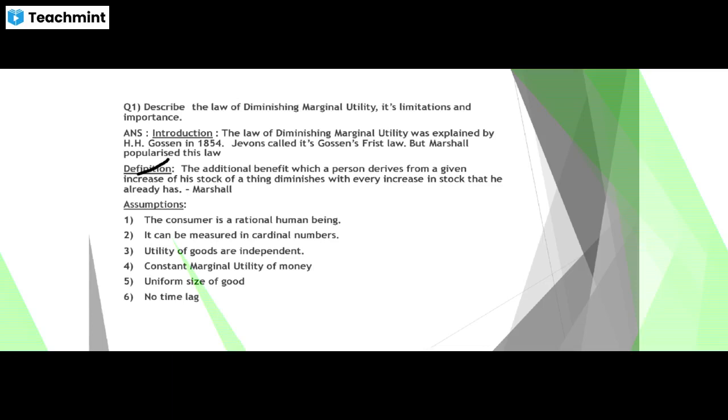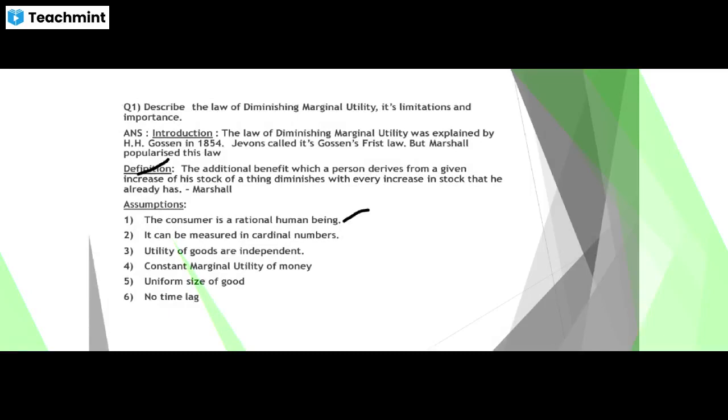So let's see the assumptions first. He assumed some things here. The first one is the consumer is rational. That means he is selfish. Whatever the number of goods you give, he will eat. He will not say, no, my stomach is full. He will use them even if you give one apple or even 10 apples.